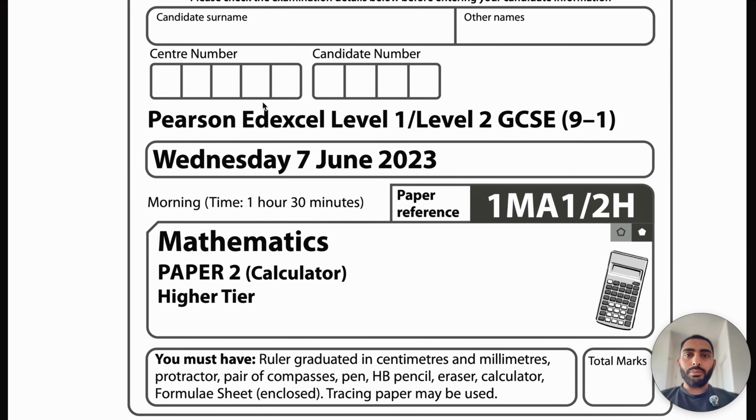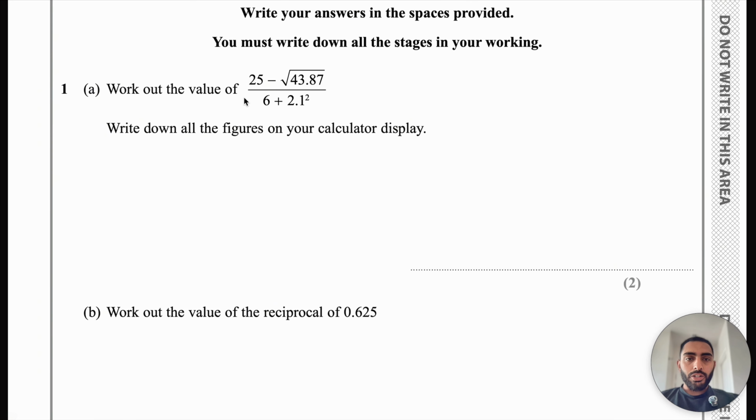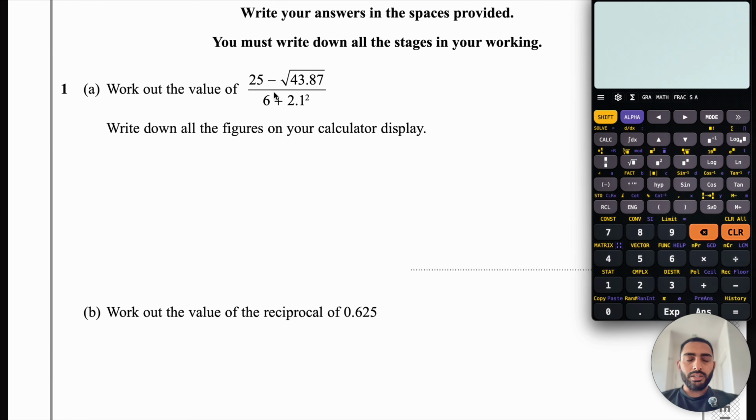It's Edexcel GCSE Maths Higher Tier Calculator Paper 2 from June 2023. Let's get straight into it. Question number 1. Work out the value of this calculation. Write down all of the figures on your calculator display. All this is testing us on is, can we type this in correctly into our calculator?